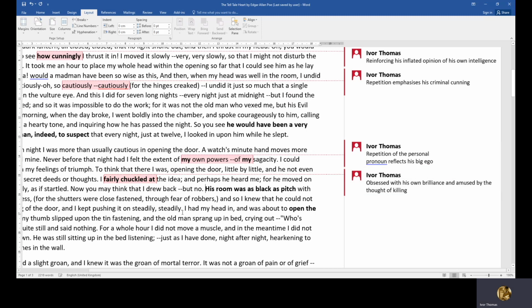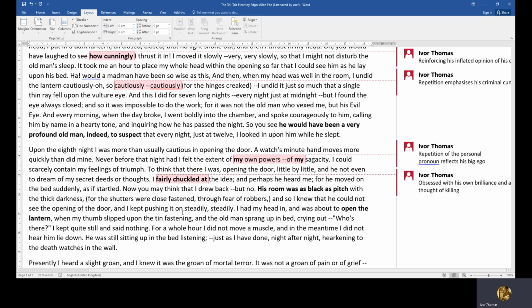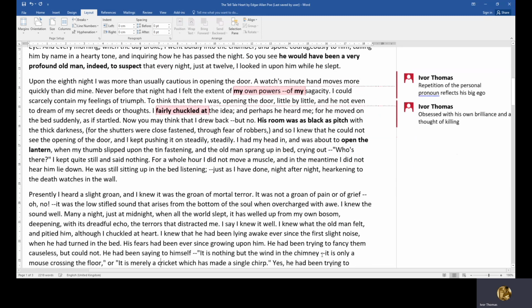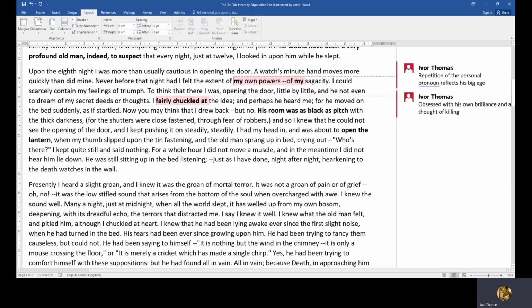The room was as black as pitch. This is a Gothic idea. And I was about to open the lantern. I've highlighted that because it reminded me of Dorian Gray, and Franklin as well, actually, when he's shown into the octagonal room that doesn't have any windows.